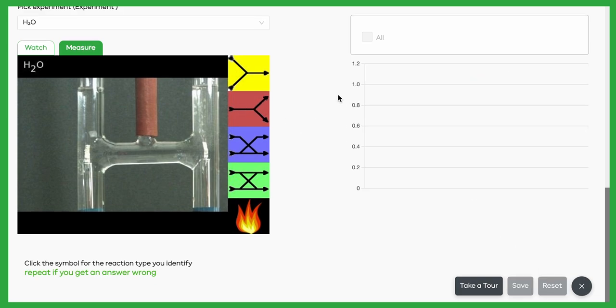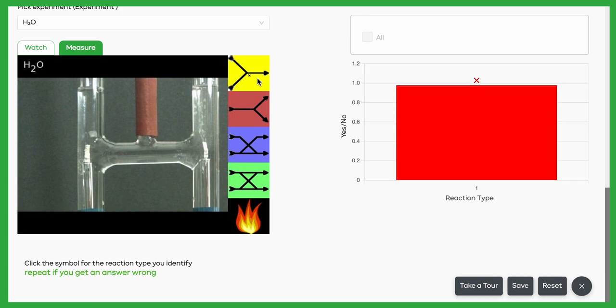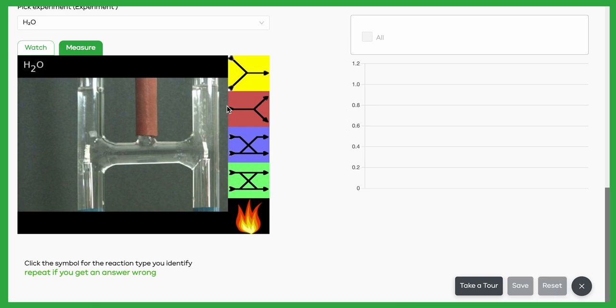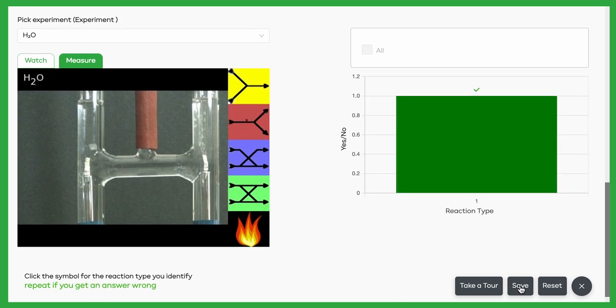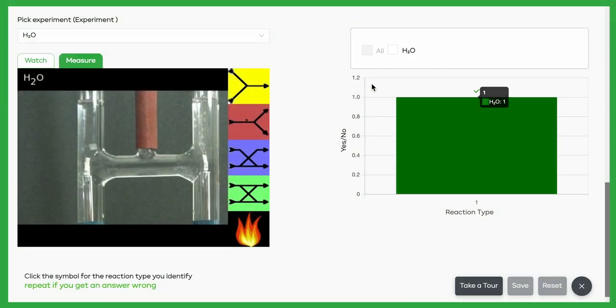Let's press reset. What if I thought this was combustion? No, that's wrong. What if I thought this was synthesis? No, that's wrong. So you can keep resetting and try to get the right reaction type. At that point, I'm going to save that, and for water, I got it correct, that's saved.